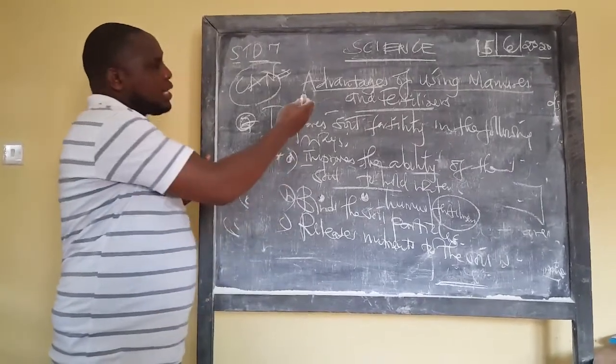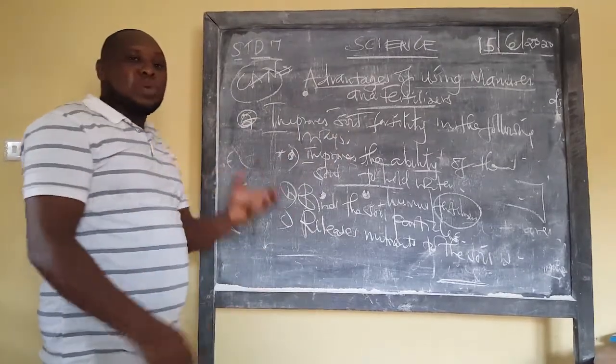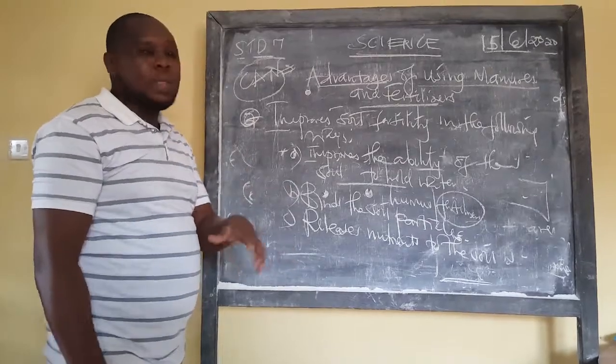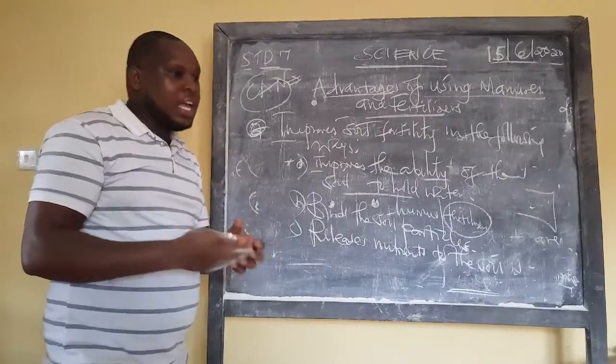So once we use fertilizers and manures, they release nutrients in the soil, and therefore crops can be able to use that particular part of the nutrient that has been released there, maybe to ripen the fruits or to increase the size of the grains, etc.